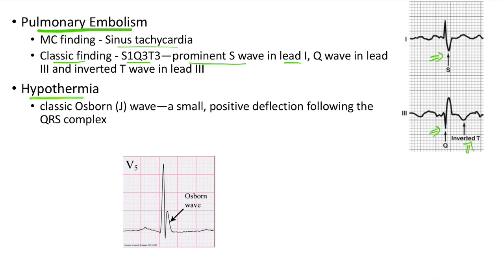In case of hypothermia, there will be the classic Osborn J wave, which is a small positive deflection following the QRS complex. This picture shows an Osborn wave. It is seen in hypothermia.